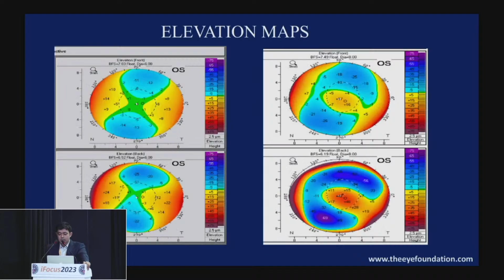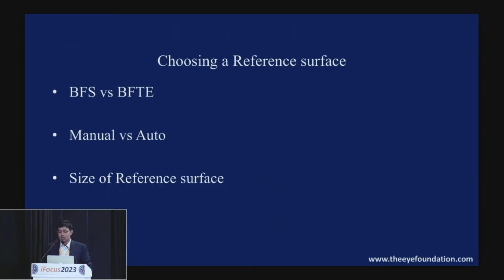Quickly looking at the elevation data, one very important point which I would like to highlight again is what is your diameter of the elevation data, especially when you are comparing scans. Normally, we have an elevation surface. We have something called best fit sphere, which is what we commonly use, but you also have something called a best fit toric ellipsoid. A toric ellipsoid, especially in an astigmatic, steep cornea, looks at the corneal toricity as well.